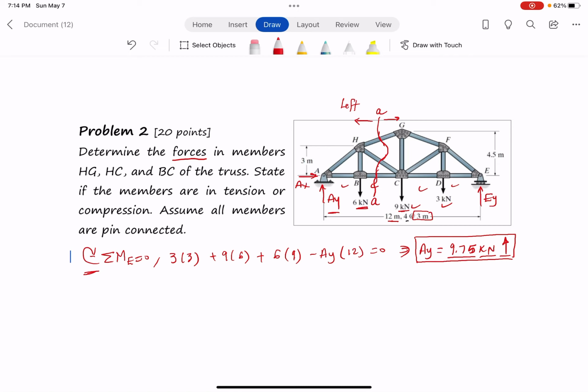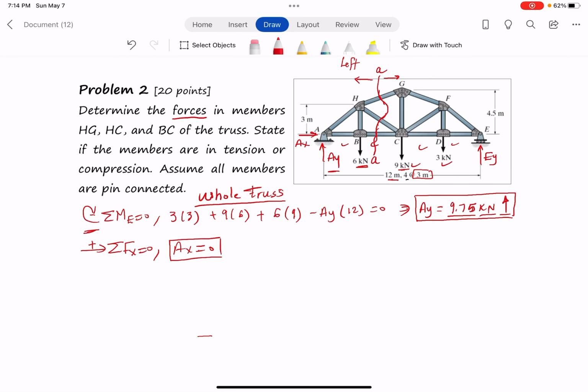What's next? We need to find AX. So if you do summation of forces at X equal to 0, that's going to give you only AX. There's nothing else in the X-axis. That's for the whole truss. Okay, we have AX, we have AY. Now we do the cut. Now we proceed with the cut.